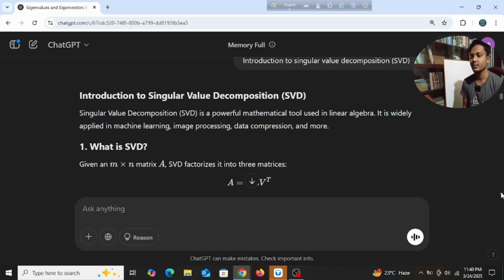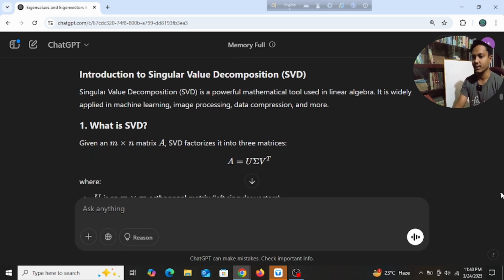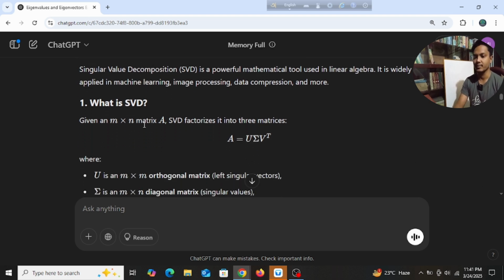So singular value decomposition, SVD, is a powerful mathematical tool used in linear algebra. It is widely applied in machine learning. So what is SVD? Given an m into n matrix A, SVD factorizes it into three matrices, okay. That means with the help of three matrices we get A.